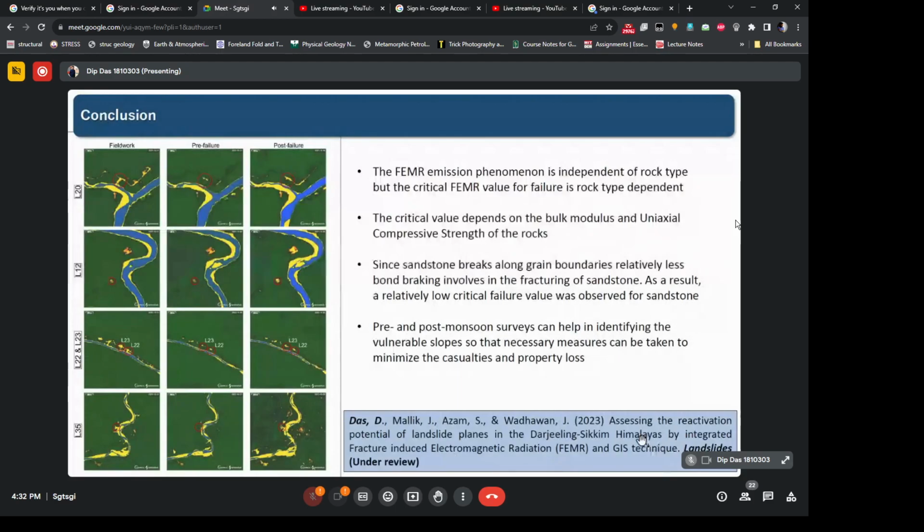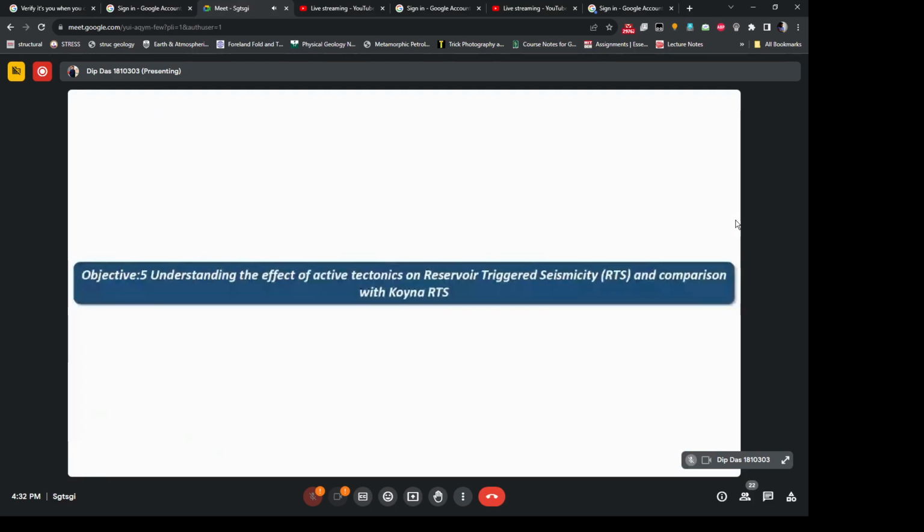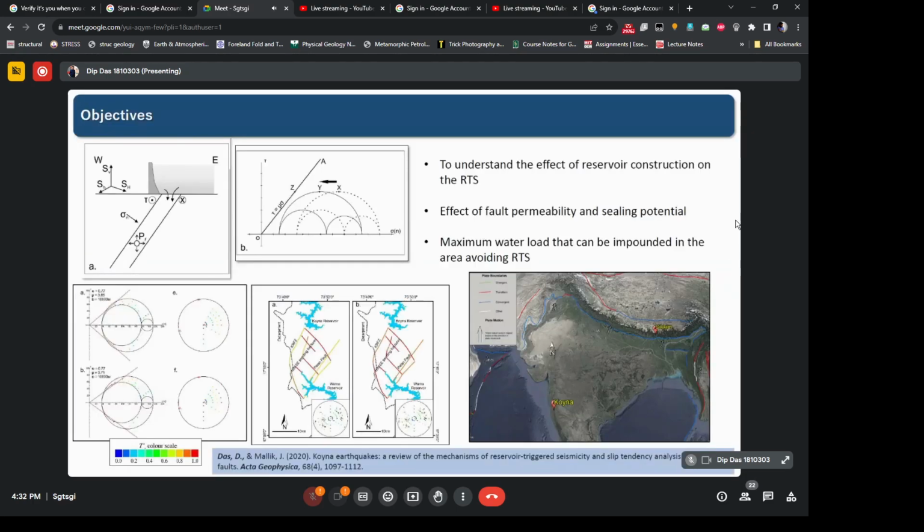Then moving forward, the fifth objective was to understand the effect of active tectonics on reservoir triggered seismicity and its comparison with Koena. So why am I talking about Koena? In our parallel site study, based on the simple Mohr-Coulomb envelope and failure criteria, I hypothesized that the reservoir is built on top of a fault zone, and that's why the fluid percolated within the region, giving rise to movement along the faults.